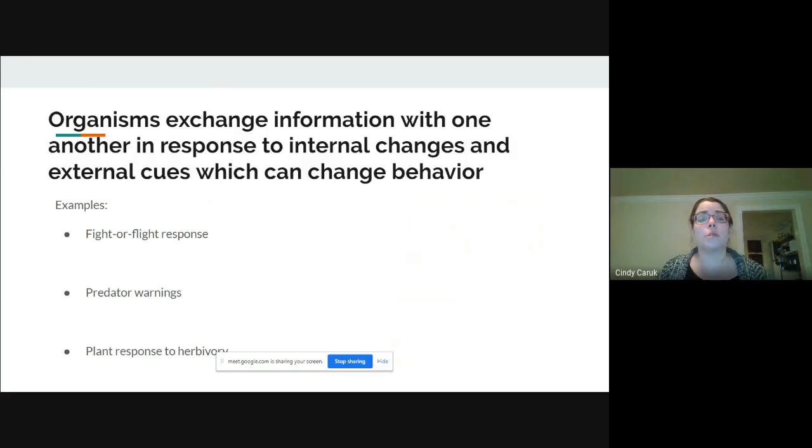often. Organisms are going to exchange that information with one another, and they're going to respond to internal changes or external cues, and that can change their behavior. So fight or flight response, that can be external, but you're also getting internal cues. Predator warnings, and then we don't want to just focus on animals, plants responding to herbivory.